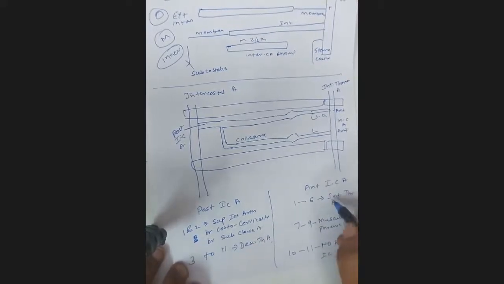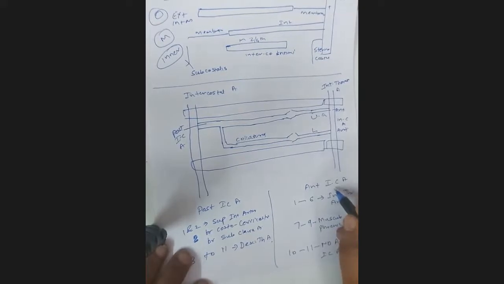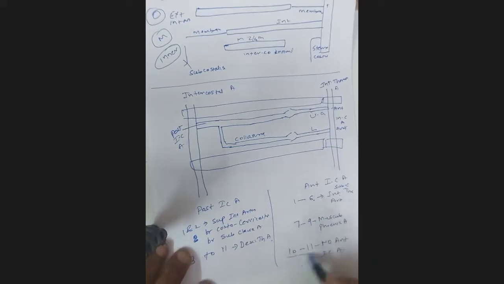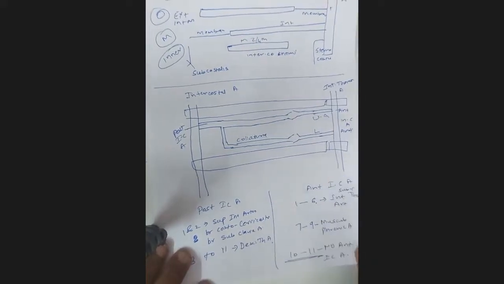The anterior intercostal artery is given by the internal thoracic artery, which is also a branch of the subclavian. In spaces 1 to 6, both anterior intercostal arteries are given by the internal thoracic artery. At the 7th space, the internal thoracic artery divides into the musculophrenic and superior epigastric. The musculophrenic gives the anterior intercostal arteries in spaces 7 to 9. And in 10 and 11, there is no anterior intercostal artery.